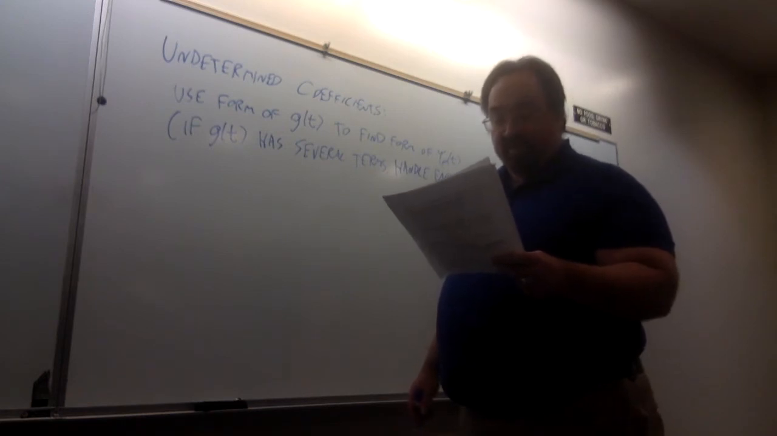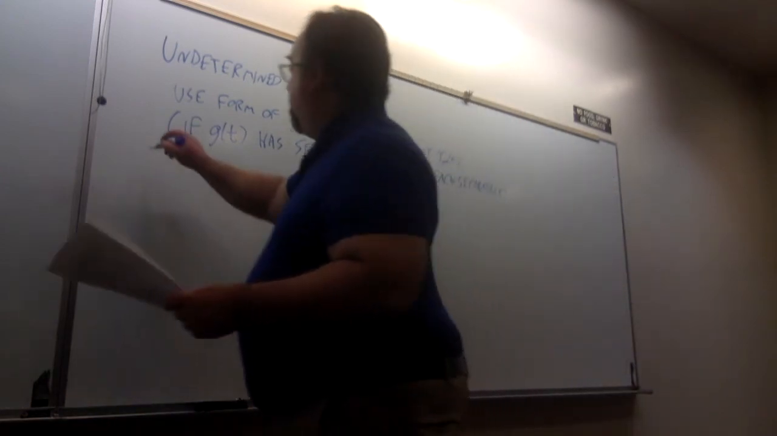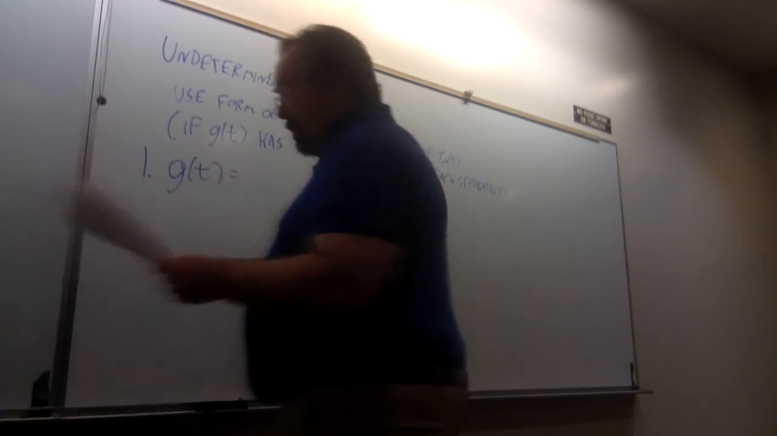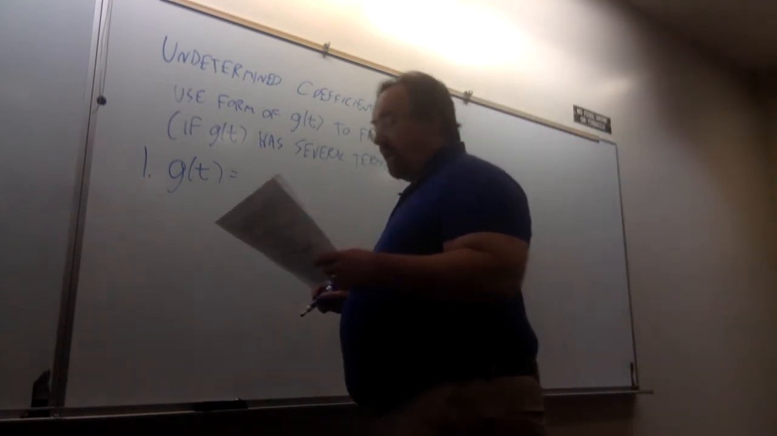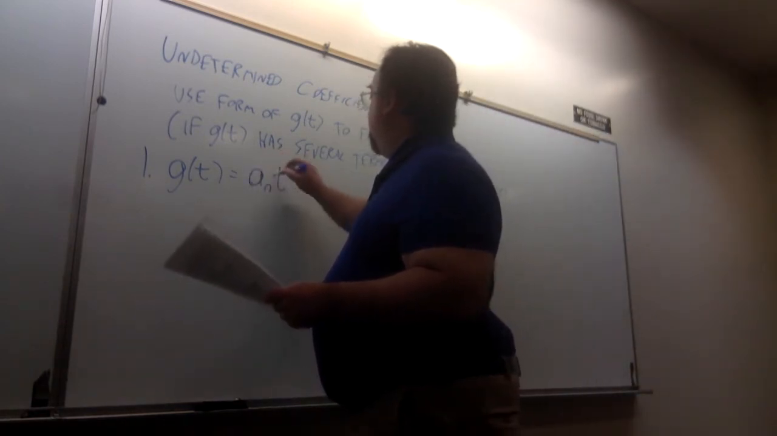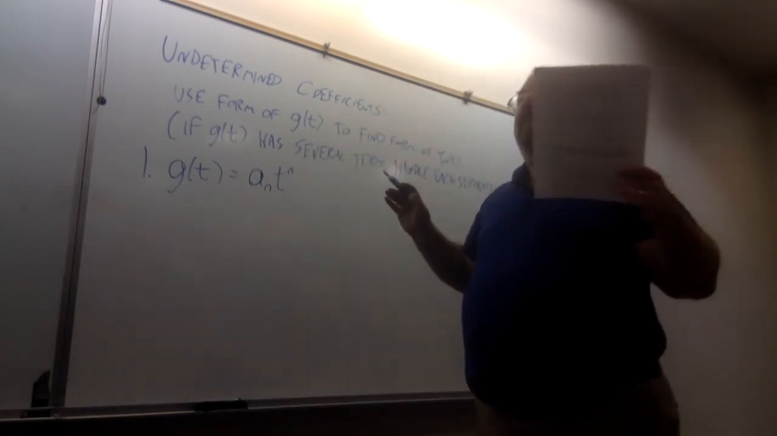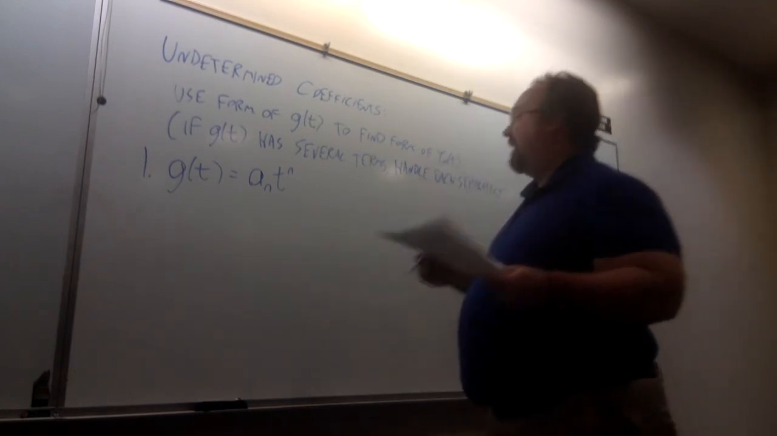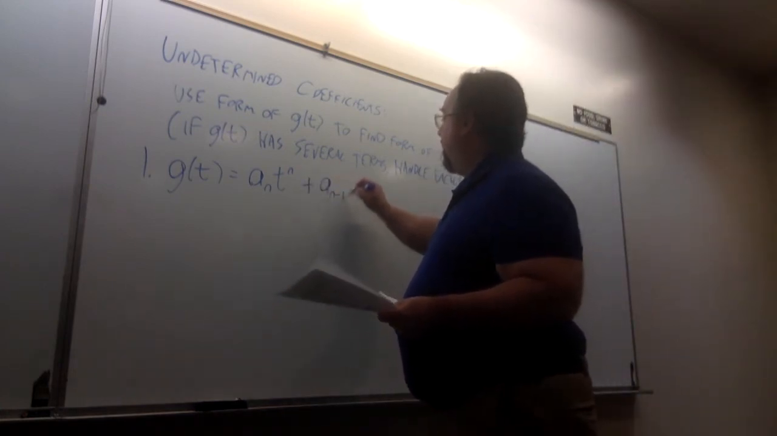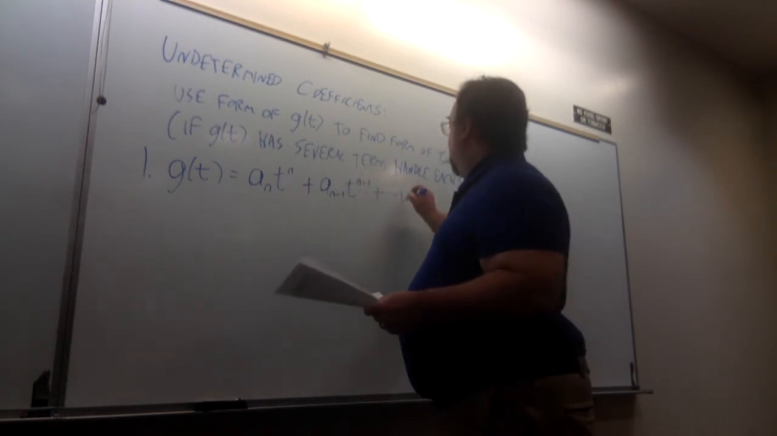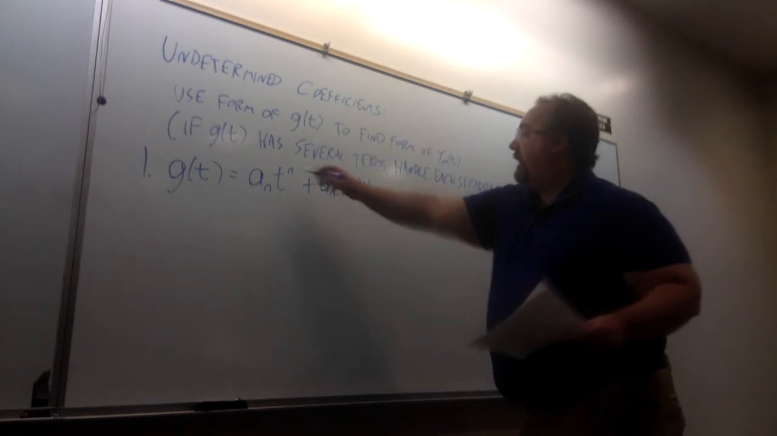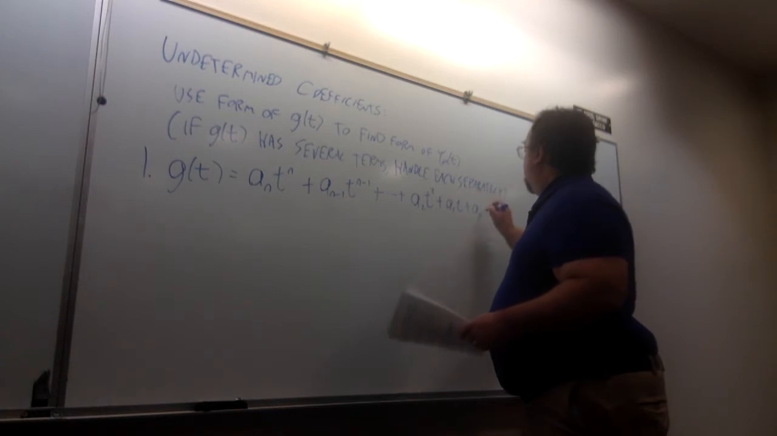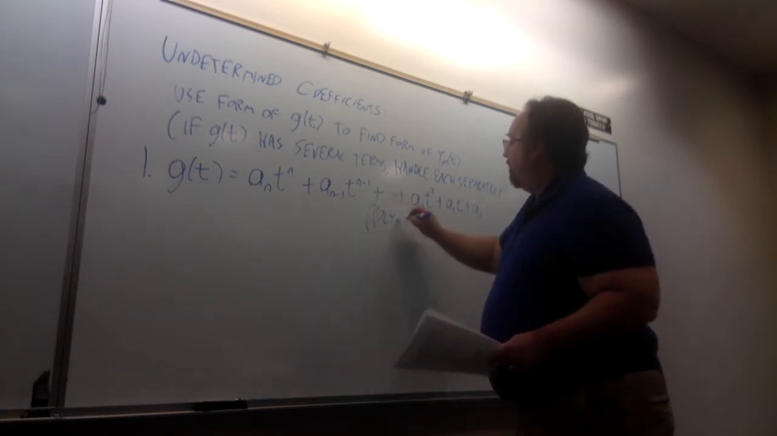Okay. Now, our first case is if g of t is a polynomial. This method is all about pattern matching. You're given a g of t, trying to see which pattern it fits. So the first case to look at is a polynomial of degree n. So in words, that's what you're looking for.